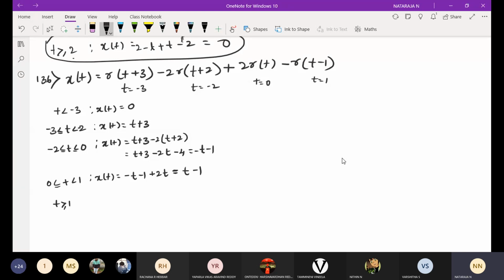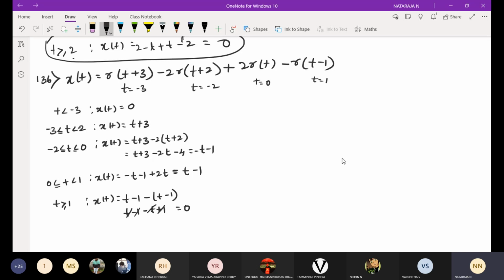Then finally t greater than or equal to 1. So x of t will be, what is the present value? T minus 1. Next minus of t minus 1. That is t minus 1 minus t plus 1. T gets cancelled. Minus 1 plus 1 gets cancelled. You will get 0. Am I right? Yes, sir.